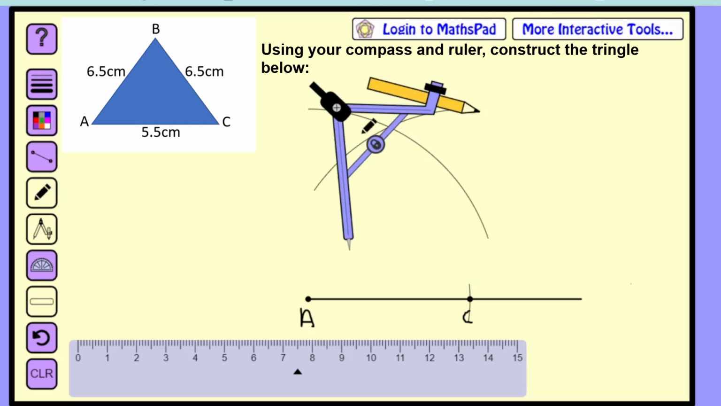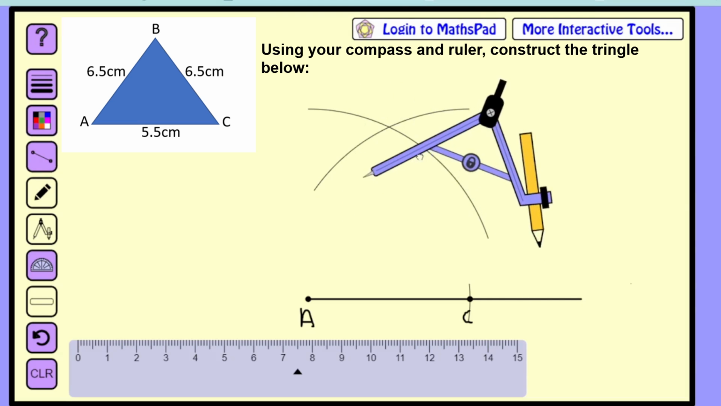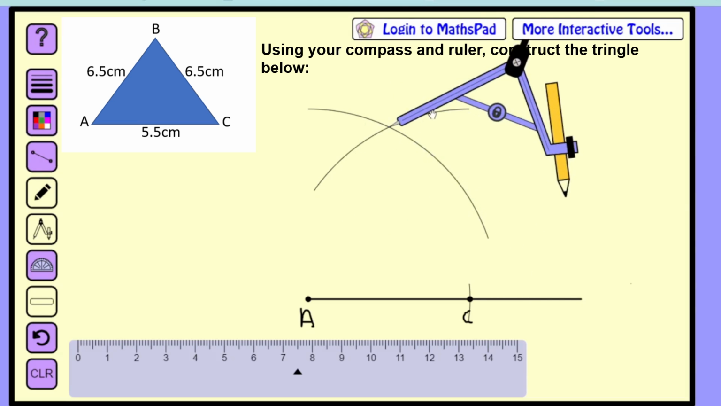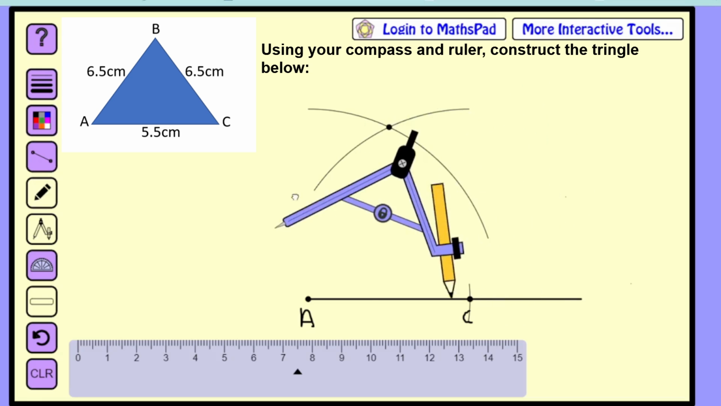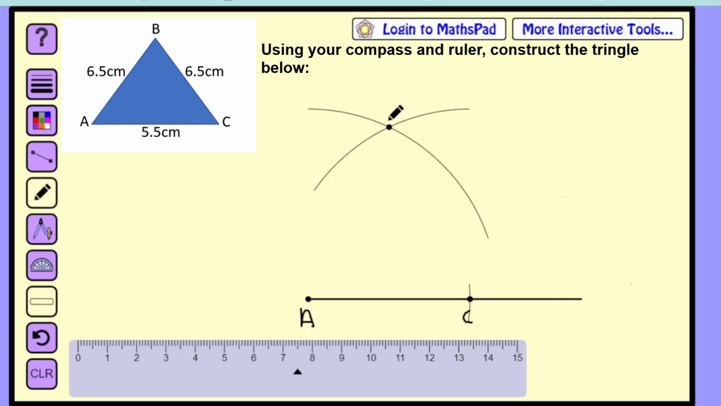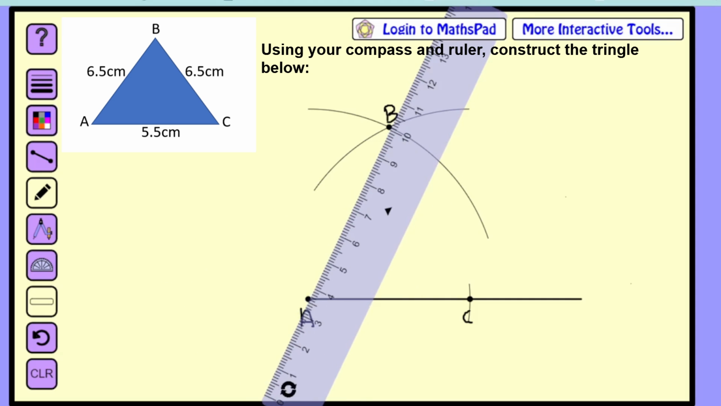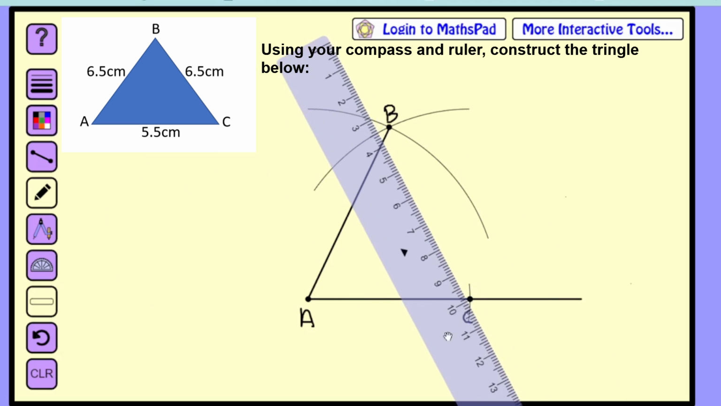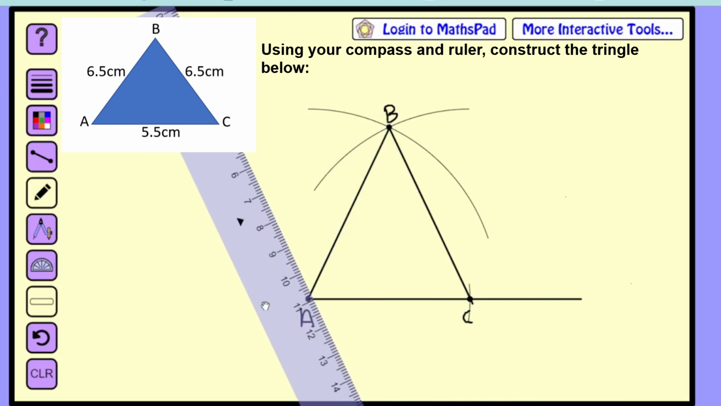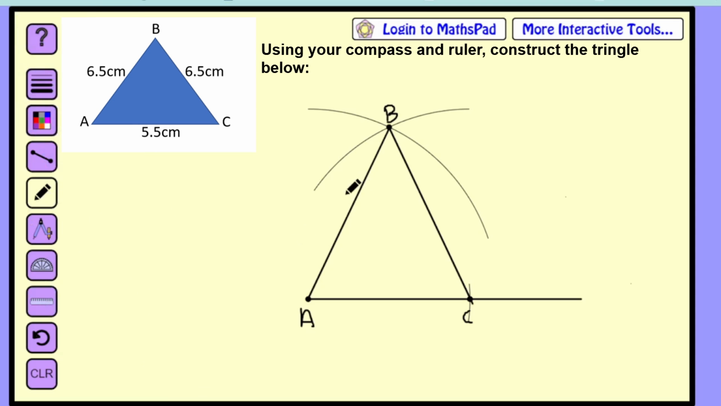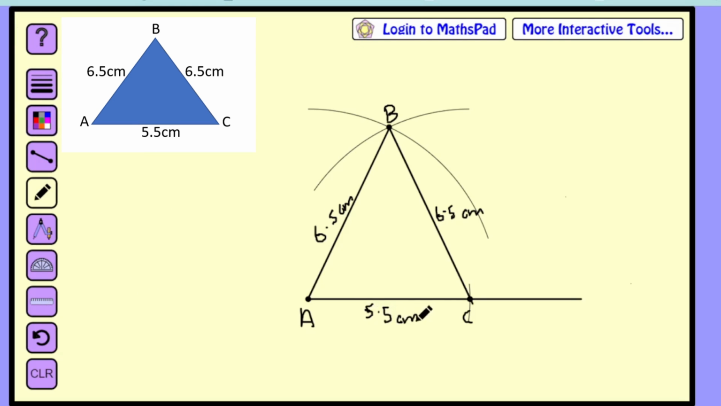So I'm going to go ahead and use the tip of this compass right here to draw my point more accurately. There we go. So I have my 3 points. I'm going to go ahead and label my third point. And then I'm going to take my ruler and connect my points. We're not really finished. I'm going to write in my measurements. So there we have it. So here we have our triangle ABC with lengths 6.5, 6.5, and 5.5.